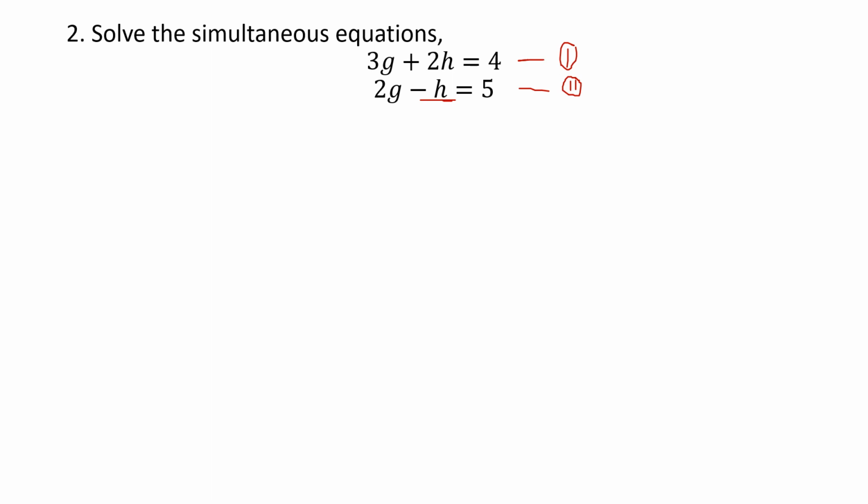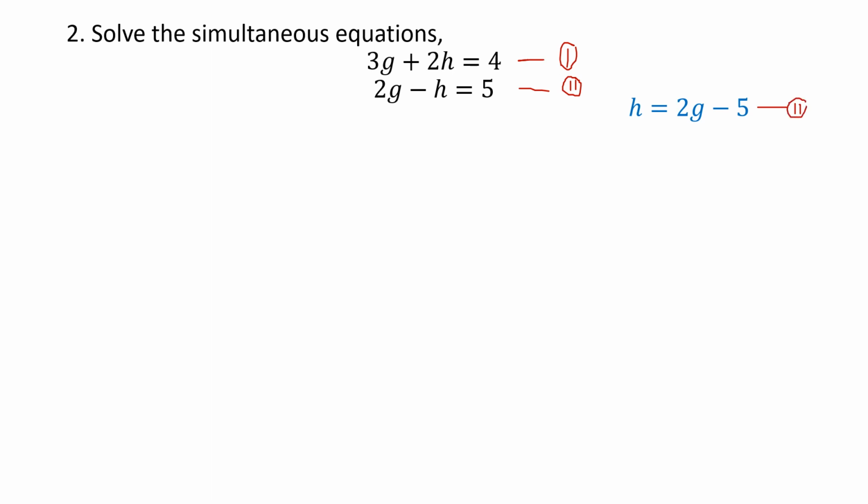By simply taking h to the right hand side, at the same time taking 5 to the left hand side, h will be equal to g minus 5, right, like this. And this one is still equation 2. It's only that we have rearranged equation 2, but that's the same equation.